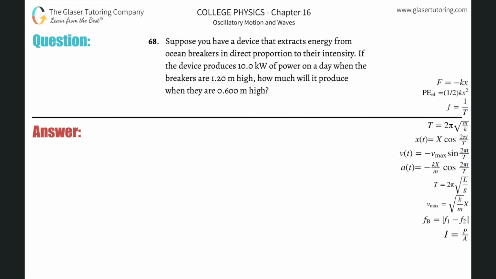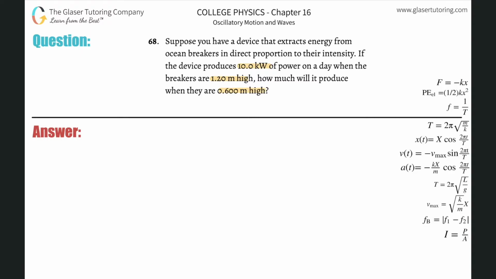Number 68. Suppose you have a device that extracts energy from ocean breakers in direct proportion to their intensity. If the device produces 10 kilowatts of power on a day when the breakers are 1.2 meters high, how much will it produce when they are 0.6 meters high?